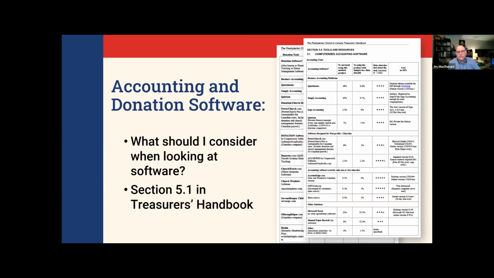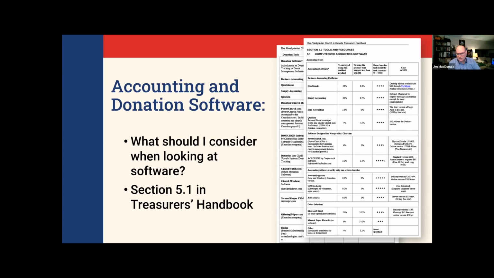And so the newly updated Treasurer's Handbook now includes charts that list the types of accounting and donation software products that the surveyed PCC congregations indicated they are using. And it also explains how they feel about them. They're rated out of 5 stars.